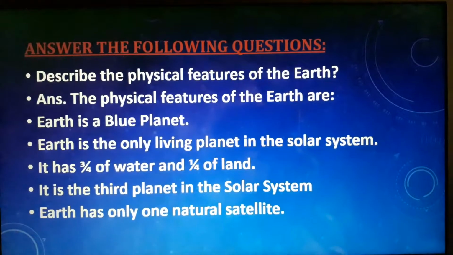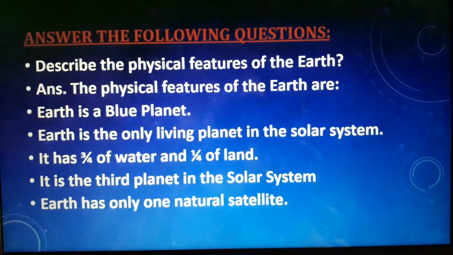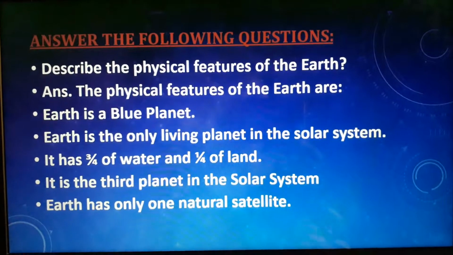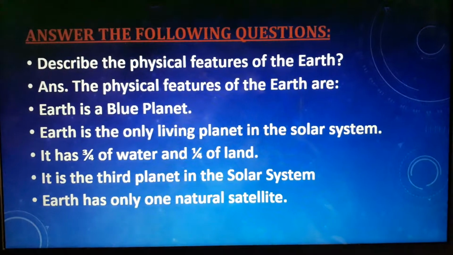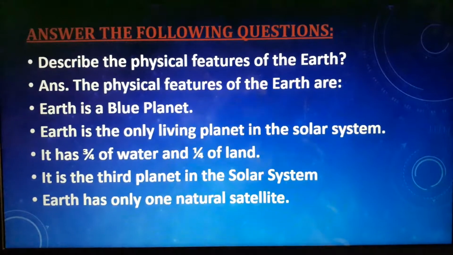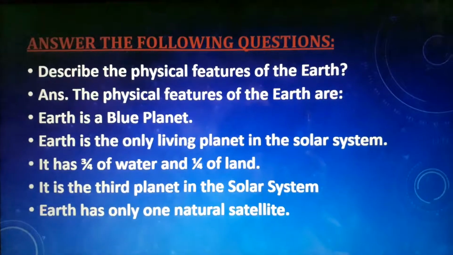Describe the physical features of the Earth. The physical features of the Earth are: Earth is a blue planet. Earth is the only living planet in the solar system. It has 3 by 4 of water and 1 by 4 of land. It is the third planet in the solar system. Earth has only one natural satellite.